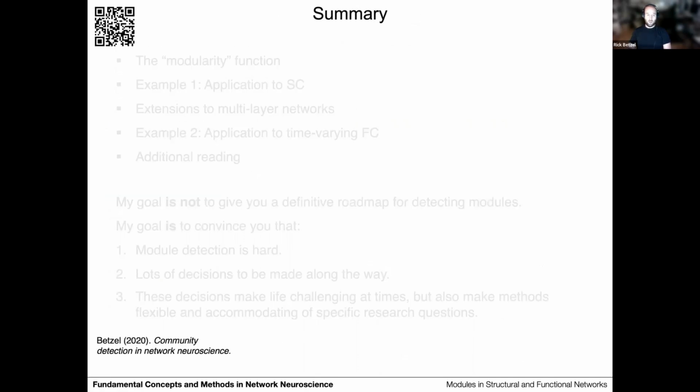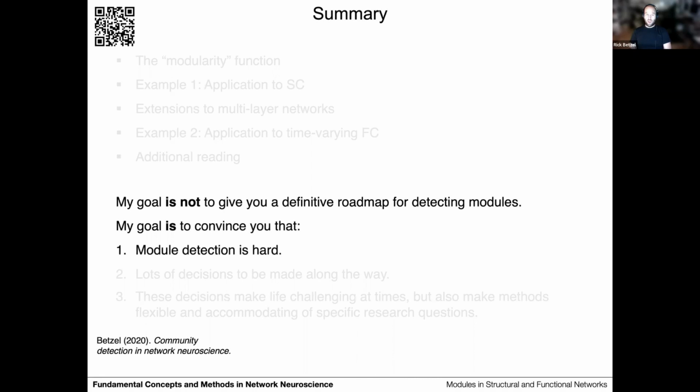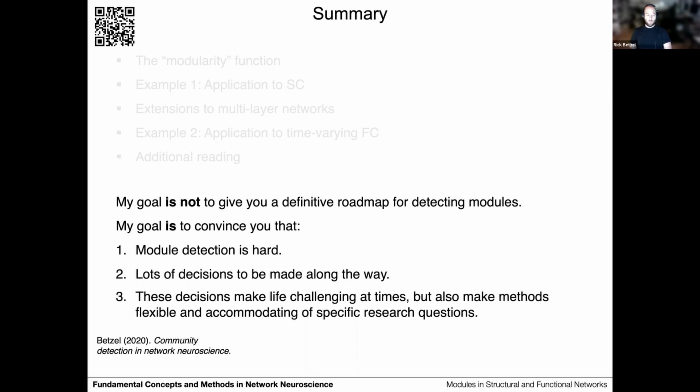Just to revisit our initial goals, I think we succeeded in a lot of ways. We did not come up with a definitive roadmap for how to detect modules and communities in your network. Rather, we covered some of the challenges associated with this and exposed some of those challenges along the way. We talked about the decisions that we have to make, parameters that we have to choose. But ultimately, those decisions, though painful occasionally, the fact that we get to choose a null model, the fact that we get to choose the resolution parameter, the fact that we get to choose how to couple layers to one another, makes tools like modularity maximization eminently flexible.